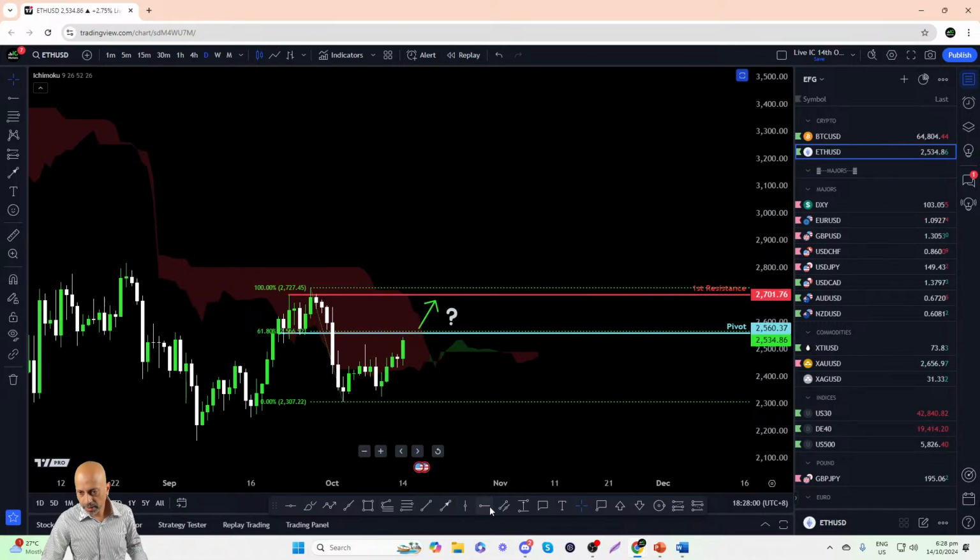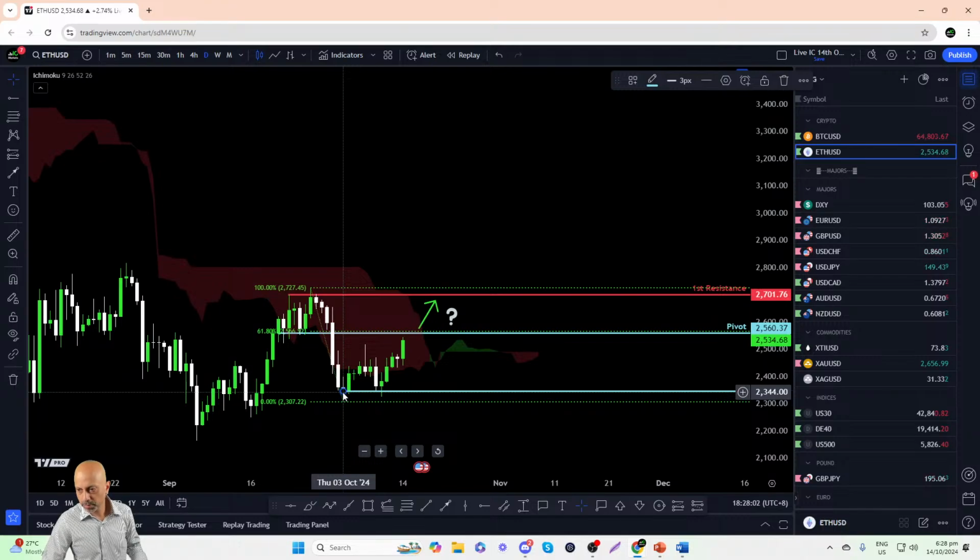retracement. In terms of support, it's a nice multi-swing low support for Ethereum at 2,347. See the first swing low support taking place here on 3rd of October, and another swing low support taking place here on the 10th as well.